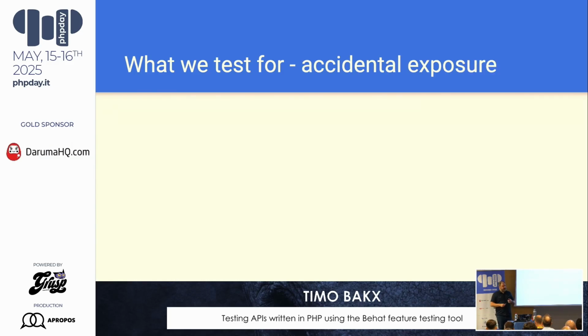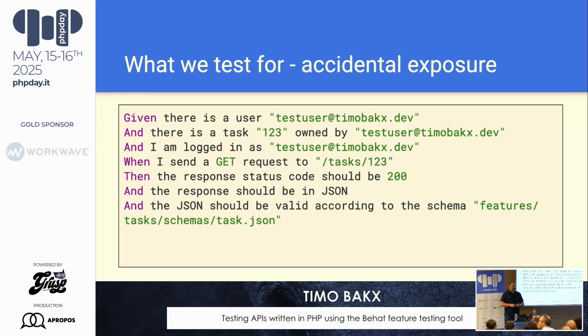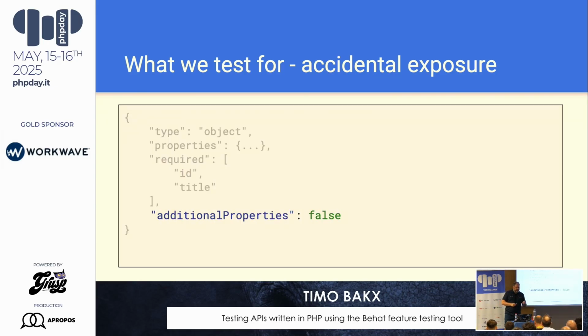Besides missing output, we can also have too much output, so an accidental exposure of fields that aren't supposed to be there. If you call upon a user, you don't want the hashed password to be returned to the front end. We start again with the same happy trail as before, and what we add to the JSON schema file is additionalProperties false. That means that if there are any properties that are not declared inside this file, Behat will complain. So that's mostly the output.